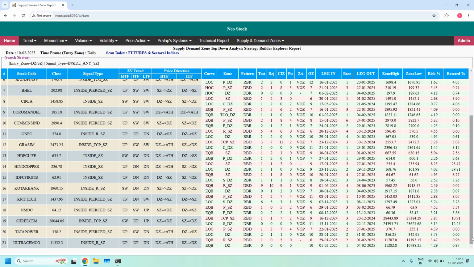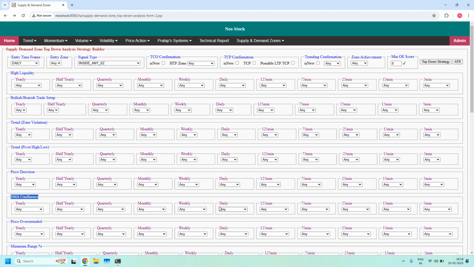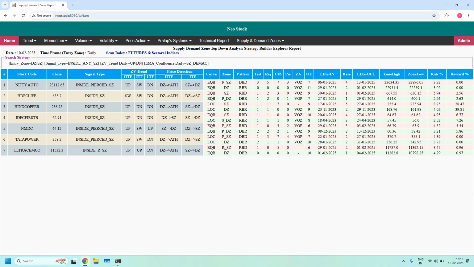Out of these 21, how many daily supply zones are having daily EMA Confluence? Let us identify. Going back, in the EMA Confluence at a daily time frame, I am setting the filter daily supply zone having daily EMA Confluence, and trend on the daily time frame should be either up or down. With these filters, I got 7 stocks. These 7 daily supply zones are having daily EMA Confluence. Okay, this is about a daily time frame.